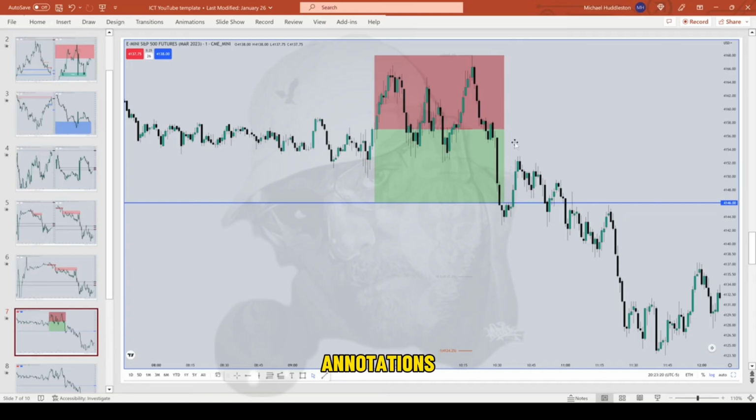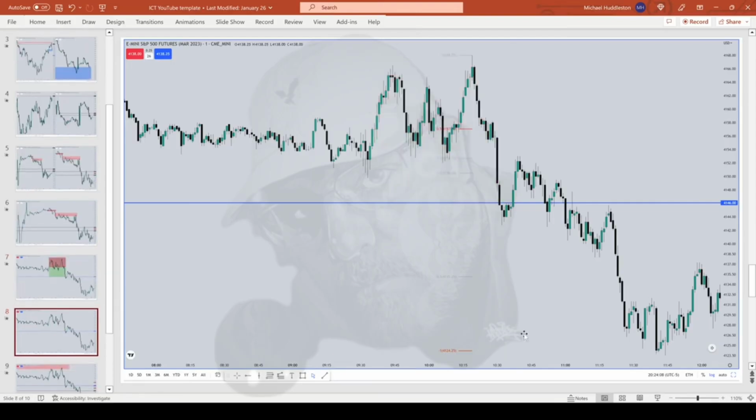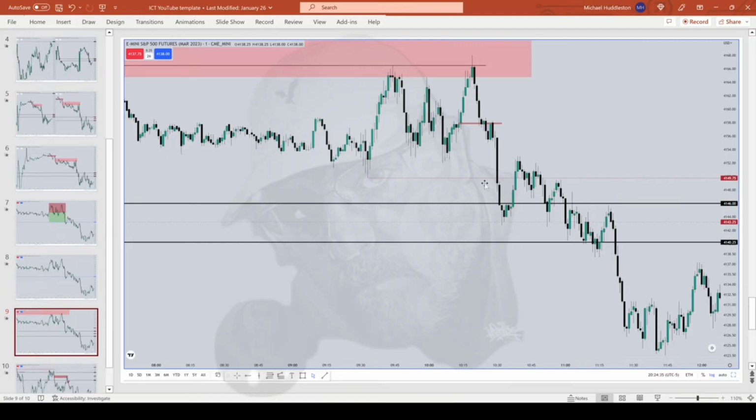But let me take the annotations off, and you can see, pay no attention to the fact that the standard deviation 1 takes us down to that really nice low. But that's just extra, no charge. So here's the level. That's equilibrium. Do you see the volume imbalance right here? I've been teaching it. That volume imbalance is at equilibrium and then a very small premium.